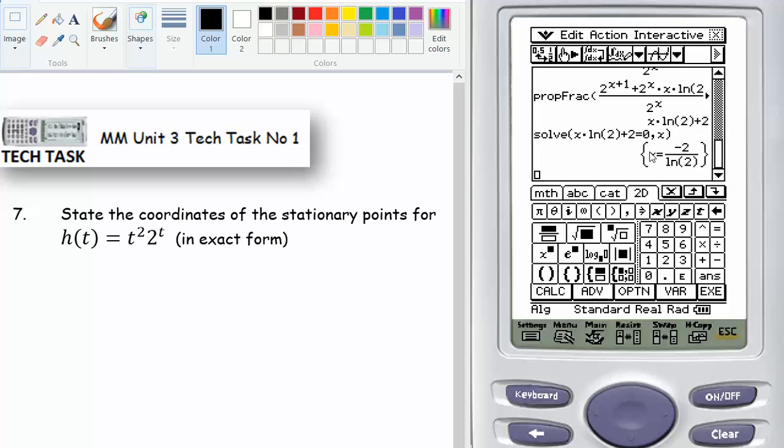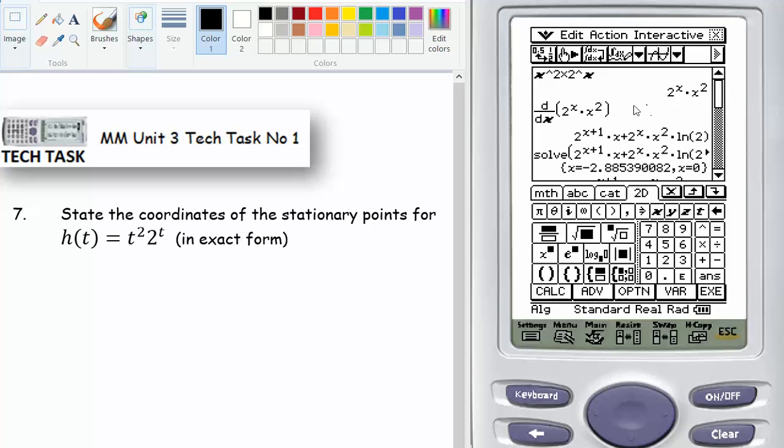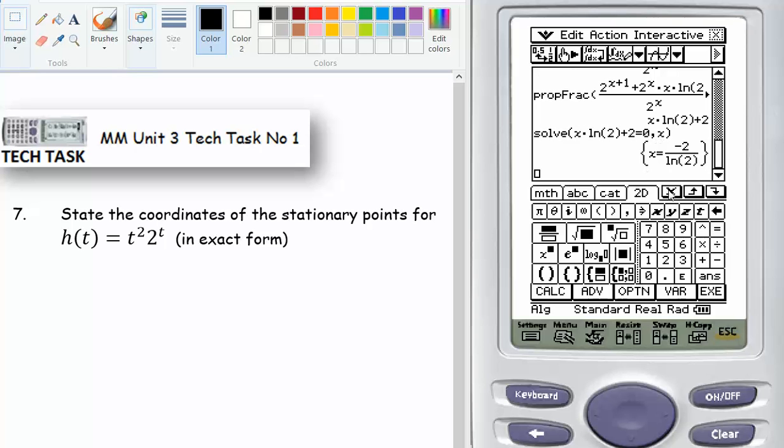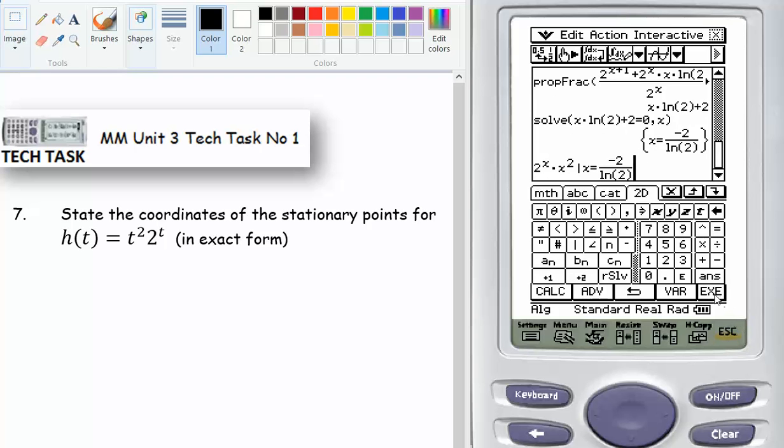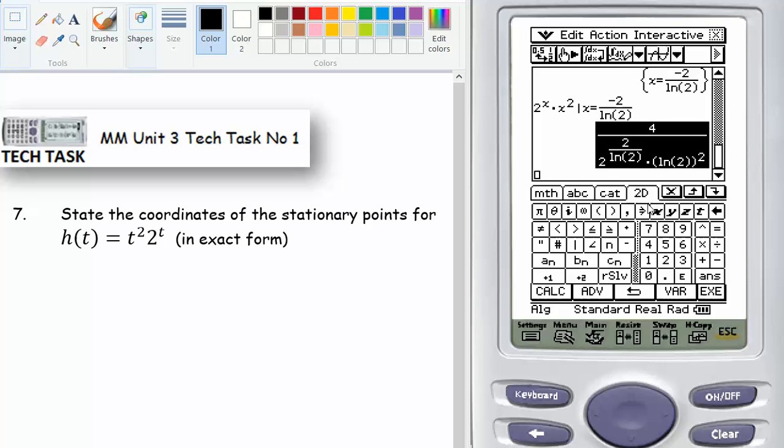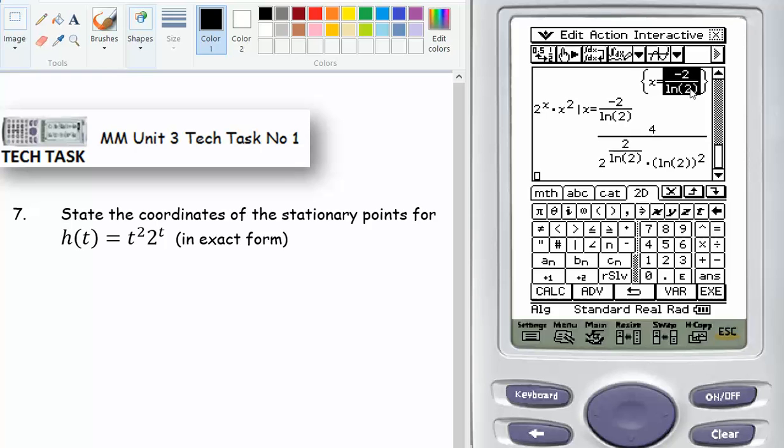Okay, so I need my original, and there's my original. Copy, paste, option given, x equals this, execute. Okay, so 0, 0 is 1 point, and x equals negative 2 on log base e of 2, and y equals 4 on top of 2 to the power of 2 divided by log base e of 2, times log base e of 2 all squared.